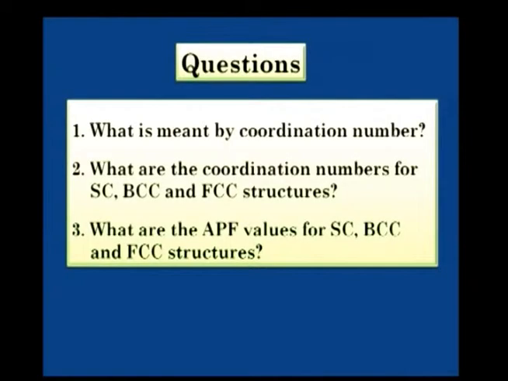Let us now pass on to the question session. What is meant by coordination number? Question 2, what are the coordination numbers for the cubic structures, simple cubic, body centered cubic and face centered cubic? Then obviously, what are the APF values for the cubic structures?